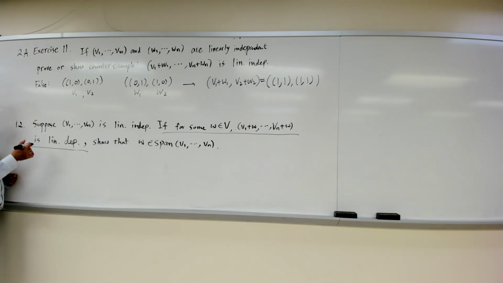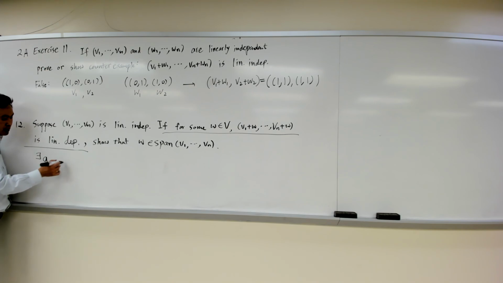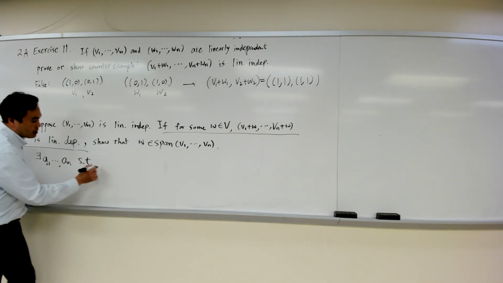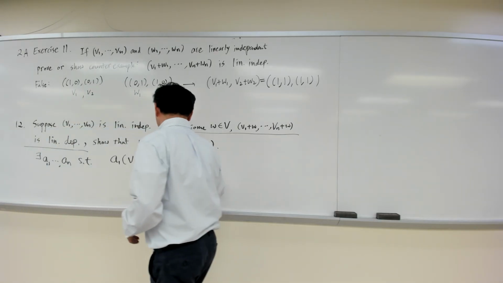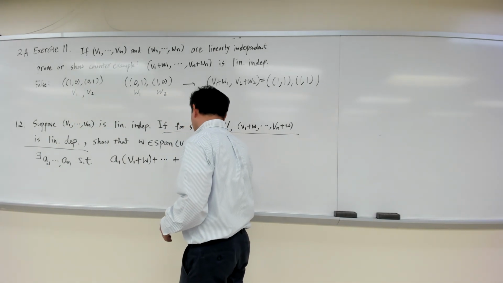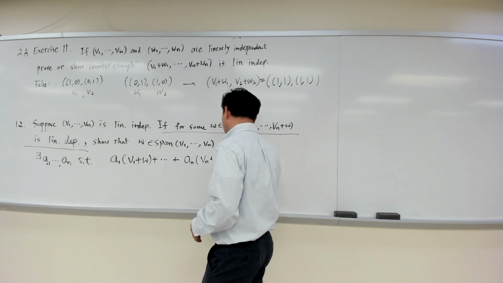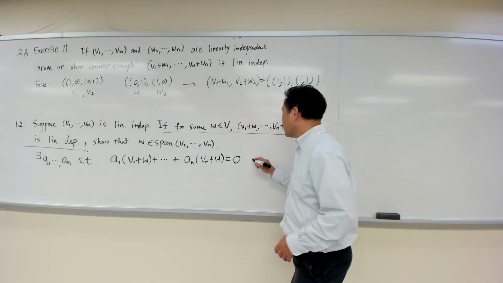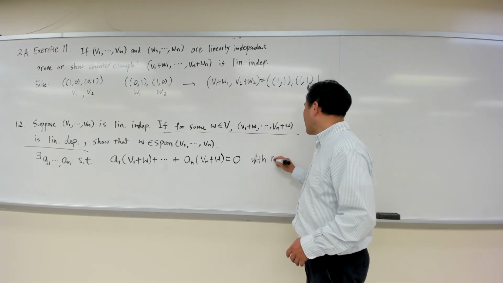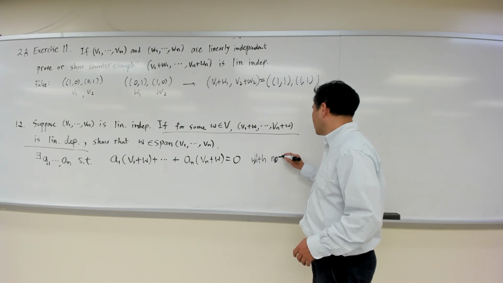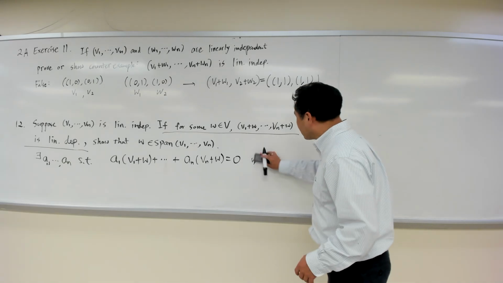but just start writing down what you know. So what does it mean to be linearly dependent? That means there exist A1 through AN such that A1 times the first vector V1 plus W, all the way up to AN times the last vector Vn plus W, is equal to 0, with some ANs non-zero, okay?